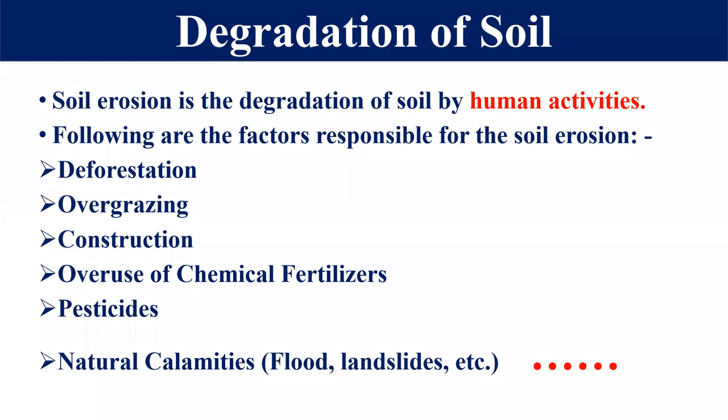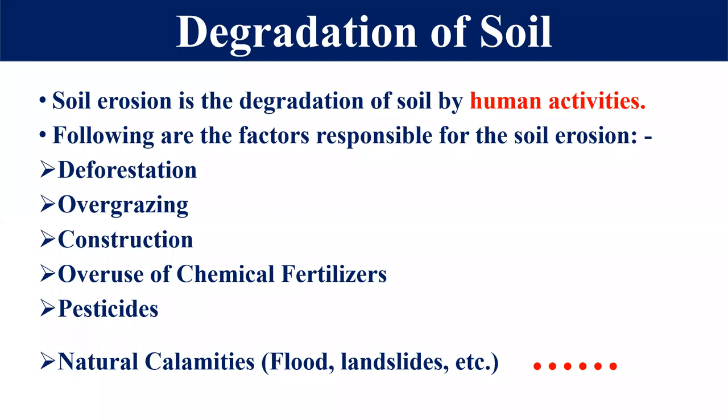So the next one is the natural calamity. This natural calamity is, you can say, flood and landslide. These are natural things, and they can happen in any area. We have seen these days in India, in the eastern part, the eastern ghat area, meaning the eastern coastal area, and the Kerala part, we are facing tsunami. That tsunami is a natural calamity, and this is also a reason for soil erosion in that particular area. Right, friends?